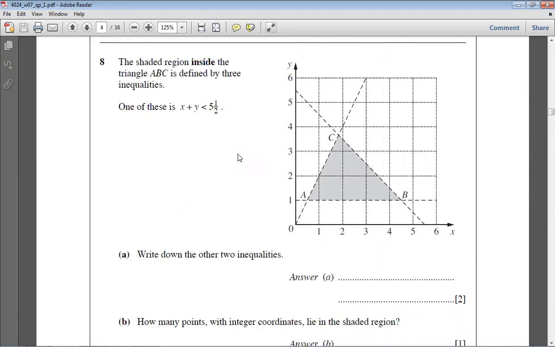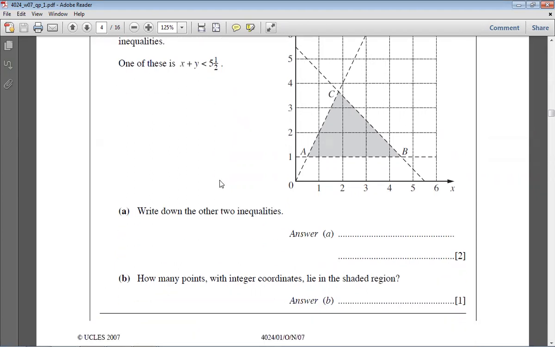Okay, so how many points with integer coordinates, whose x and y both coordinates are integers, and they are inside this? So this is 1 point which is 2, 2. This is 1 point which is 2, 3, and this is 1 point which is 3, 2. So there are 3 points which are in this shaded region and whose coordinates are integers. So there are 3 points.